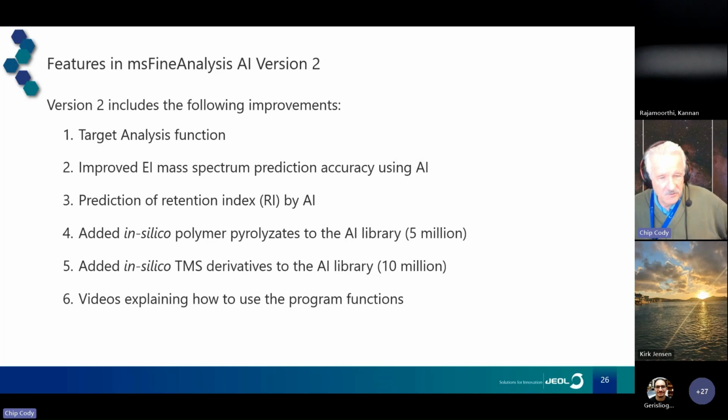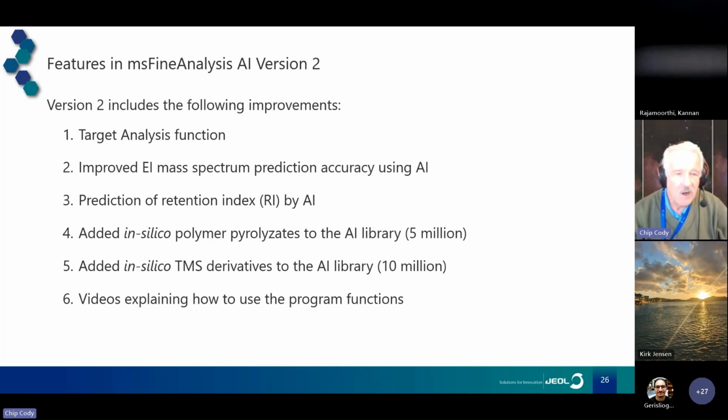And for the metabolomics guys, we did in silico silylation of a lot of metabolites in the database. So we've got about 120 million structures in this now. And of course, they added videos. We're just about ready for another release, and I'll give you a preview of what's in that one in just a minute.